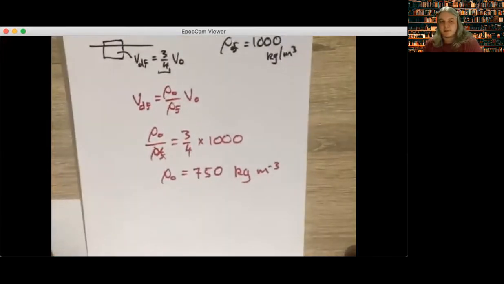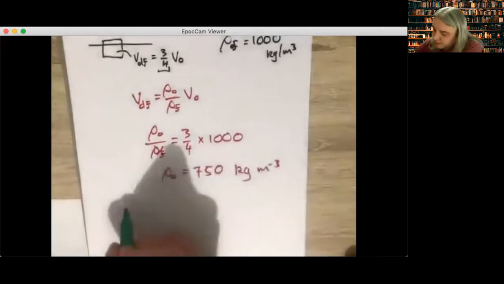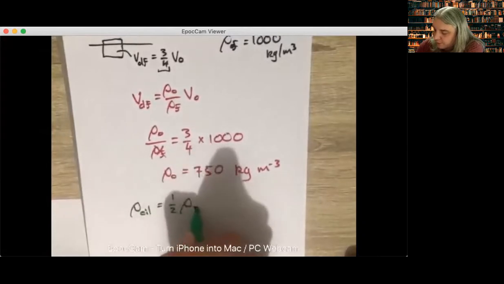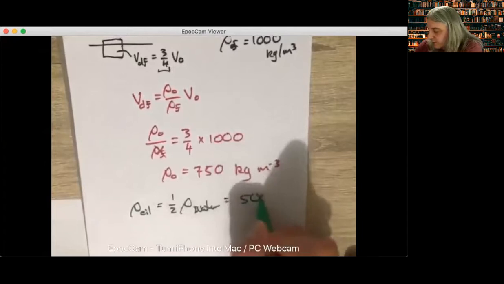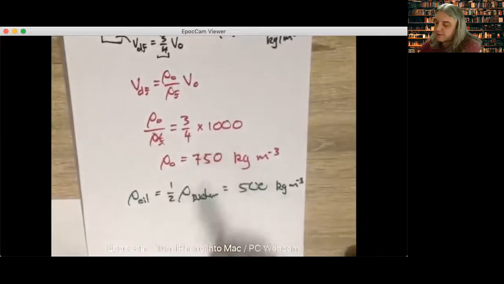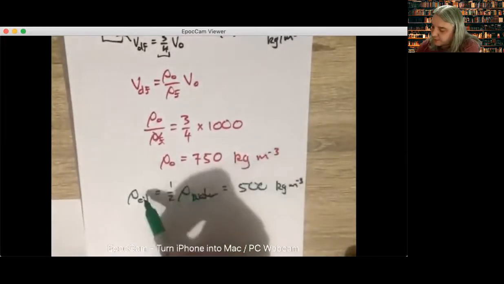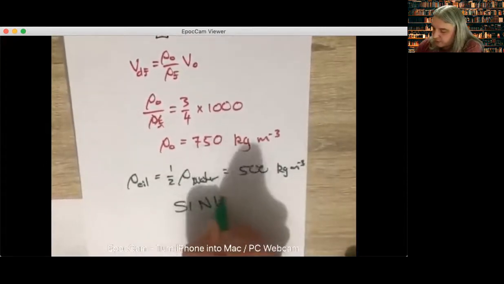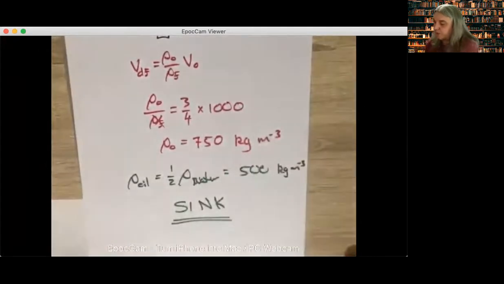And the second part is actually a very simple question. Now that we know the density of the object, and they tell us the density of the fluid because they said it is half as dense as water, the density of the oil is equal to half of the density of water, which equals 500 kilograms per cubic meter. And we now have an object that has a density of 750 kilograms per cubic meter placed in a liquid which has 500 kilograms per cubic meter density. Therefore, it will sink. The object is more dense than the fluid. The object will sink. So that's the answer to part 2 of the floaty block.